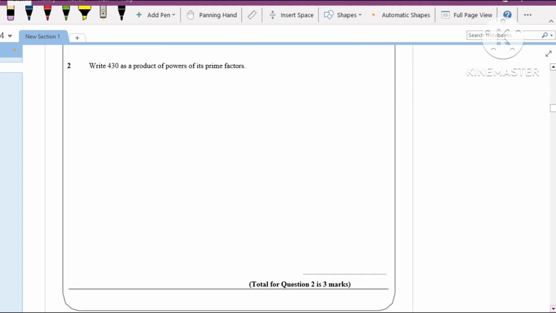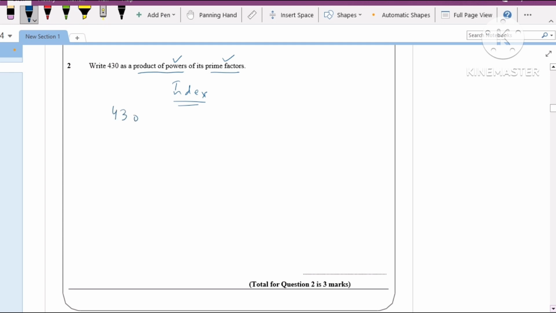This is again from numbers: writing 430 as a product of powers of its prime factors. It is very important to read the question carefully. Product of powers of its prime factors. So you need the answer in index notation. You have to write the answer in the form of powers of the prime factors. So this is for the prime factor tree.